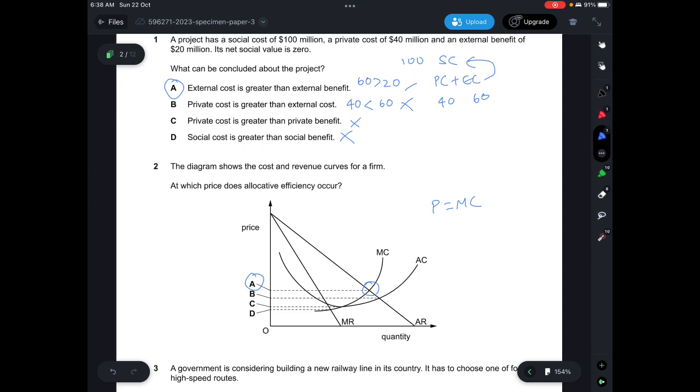If you look at D, that is when MC equals MR. This is profit maximization and no efficiency occurs here. And if it's C, you realize that it's when the MC curve touches the AC curve. So this one is also not the answer. And for B, you see it's AC equals AR, which means that the firm is only breaking even. They're earning a normal profit. So that's why this is also not the answer.